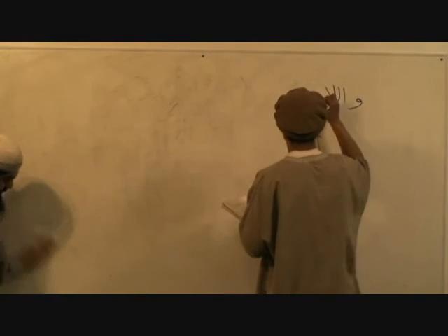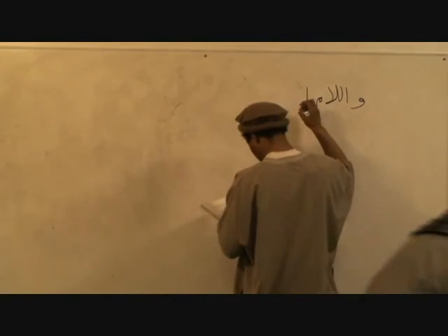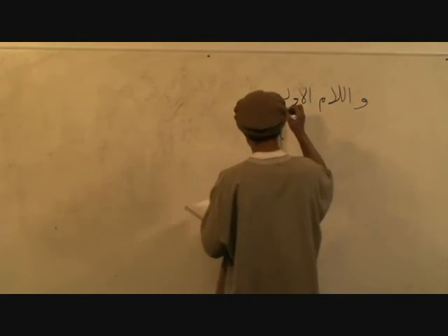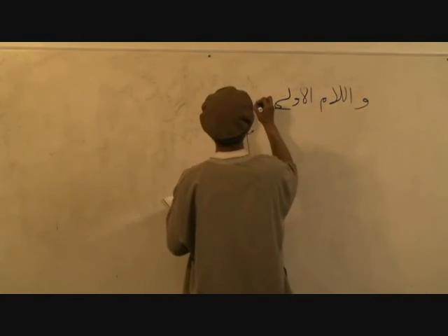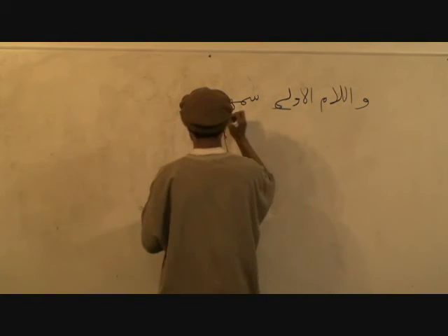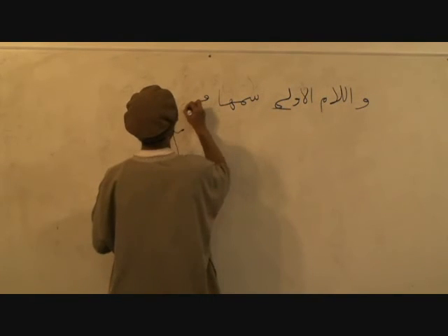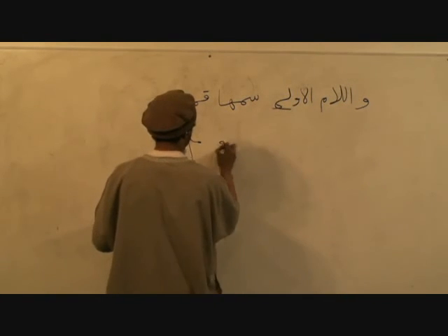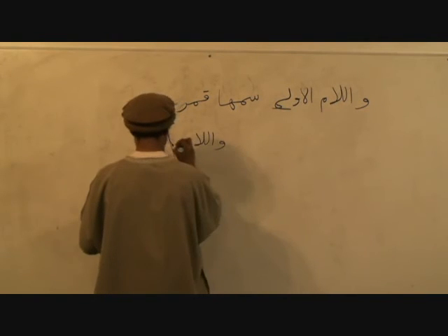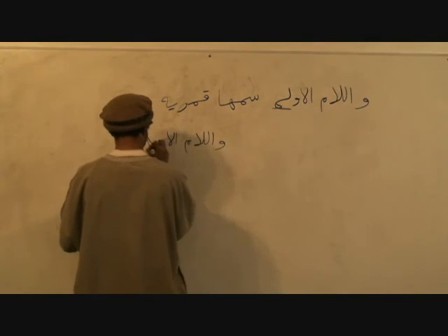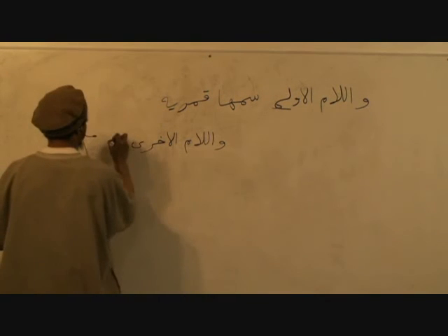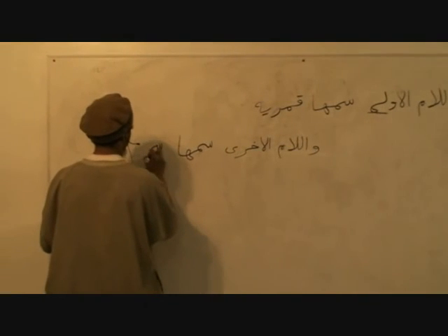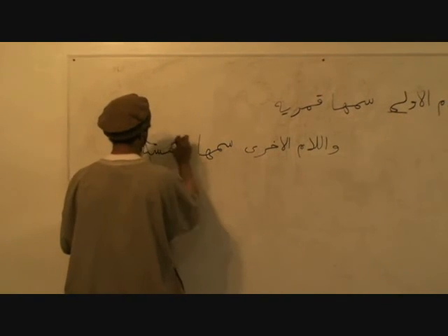وَلَامَ الْأُولَى. Say it. أولى. وَلَامَ الْأُولَى سمها قمرية or قمرية. For the poetry you say قمرية. واللام الأخرى سمها شمسية.